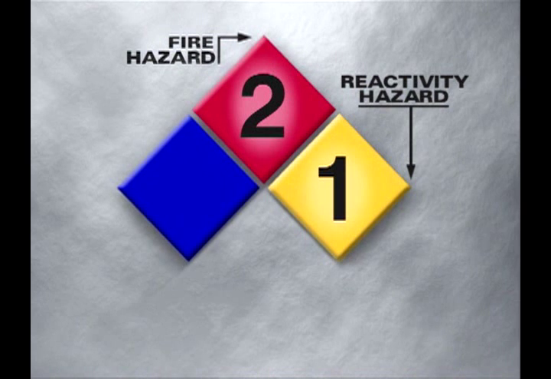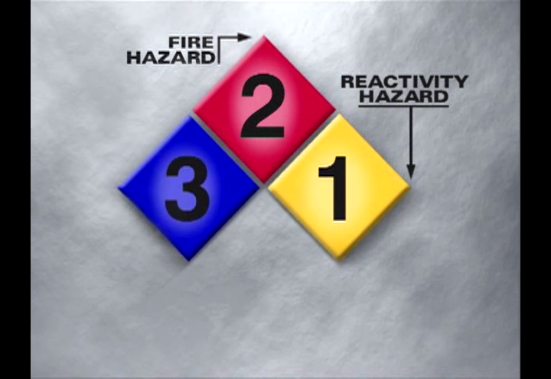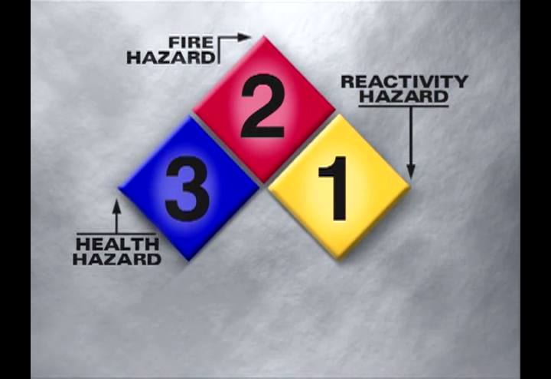The left-hand square is blue and indicates the health hazard to people. A 4 means if you're in standard firefighting protective clothing, it presents a severe risk to health. A 0 means there is no known health hazard.